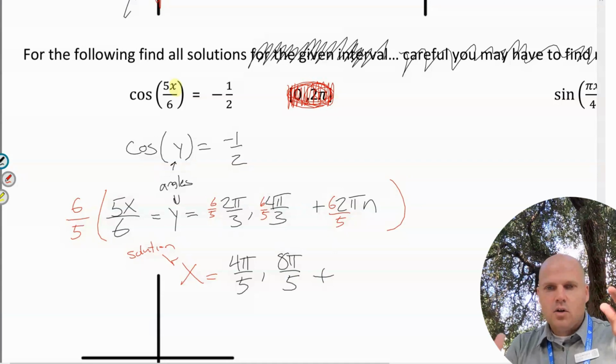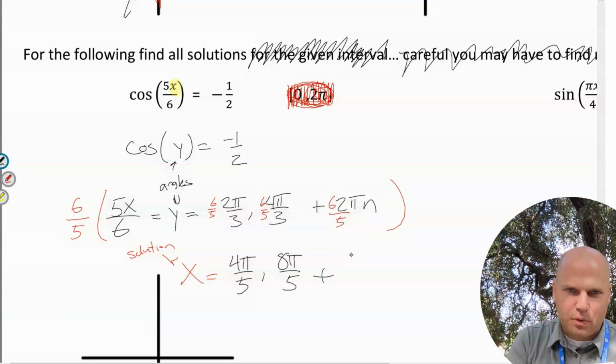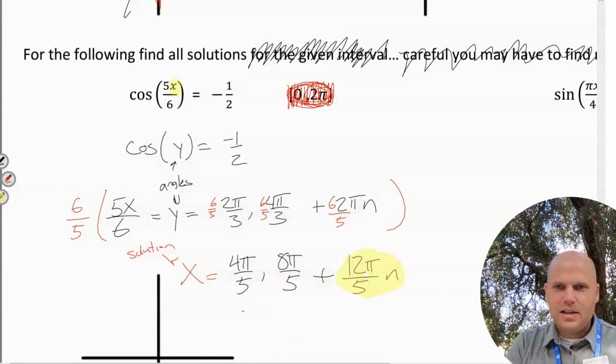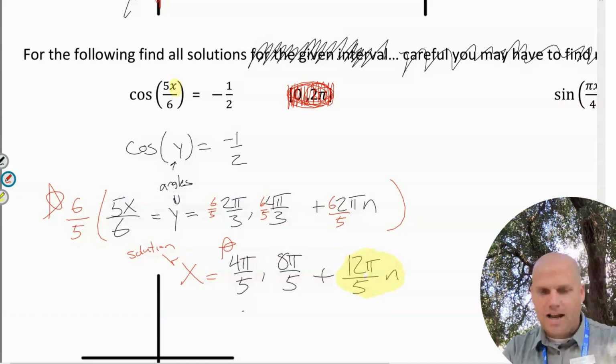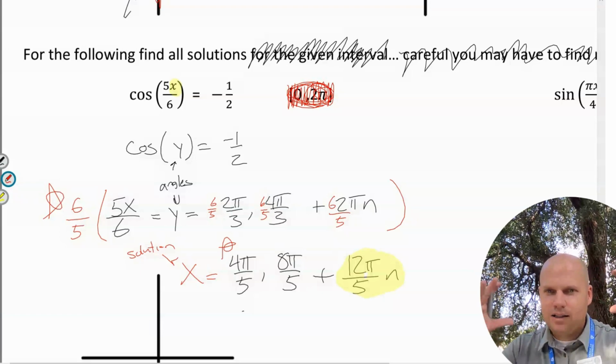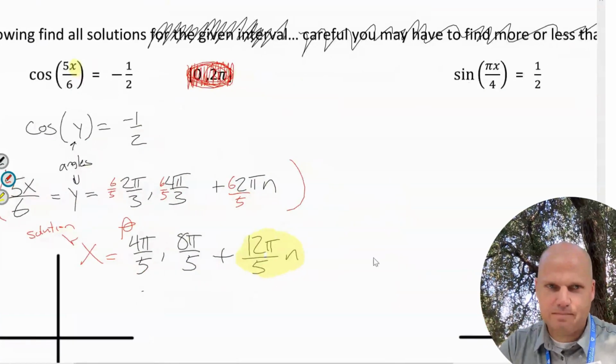And then to get more solutions for x, we could add multiples of 12 pi over 5 to them. So adding 12 pi over 5 gives me 16 pi over 5. That's a possible solution. That's what it means to add one of these multiples. Not a big deal. I think the biggest deal is being able to get these two answers. I have never seen on an AP test where they force you to look beyond 0 and 2 pi. They usually stick to 0 and 2 pi.